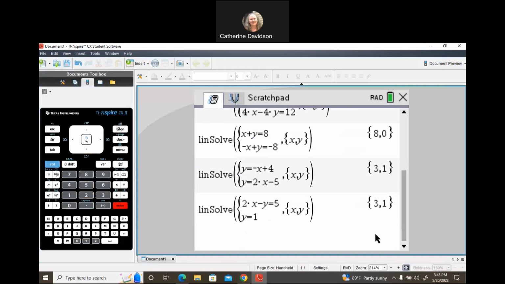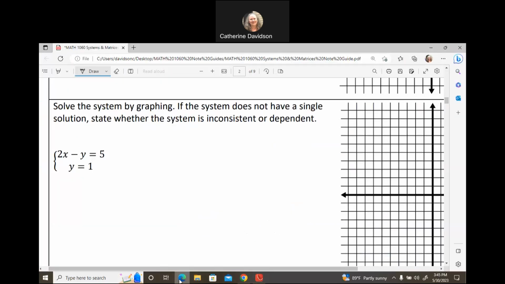All right, the point they have in common is (3, 1). Since they just have 1 point in common, they are consistent. And I'm going to show you examples of the other two.